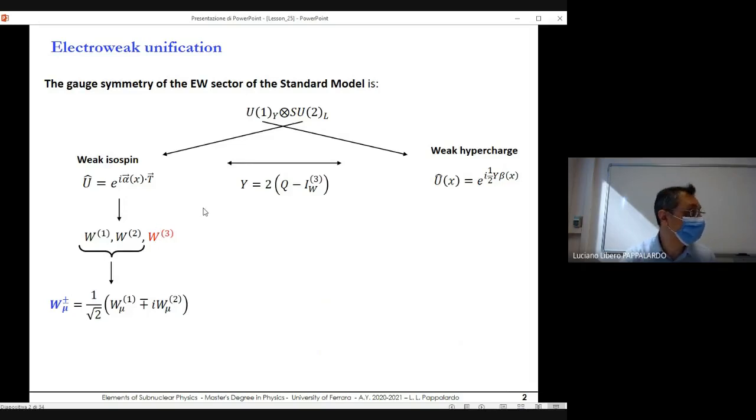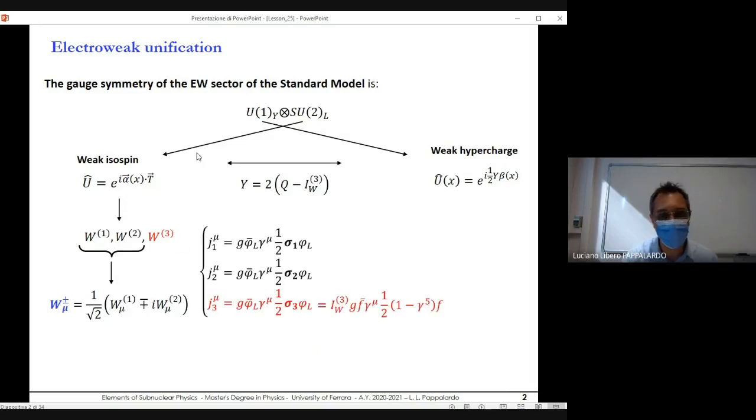It is related, as we saw already, to a neutral weak current. Indeed, we can define three corresponding currents, J1, J2, and J3, where phi L is one of the possible weak isospin doublets, in terms of the three generators of SU2L, so the three Pauli matrices sigma 1, sigma 2, sigma 3. We also showed on the blackboard that we can reduce each of these currents to the familiar V minus A form. In particular, as we also showed, the specific combination of the first two, J1 and J2, properly combined, corresponds to the weak charged currents. Once you develop your algebra, you get this familiar V minus A charged current for the W plus and the W minus.